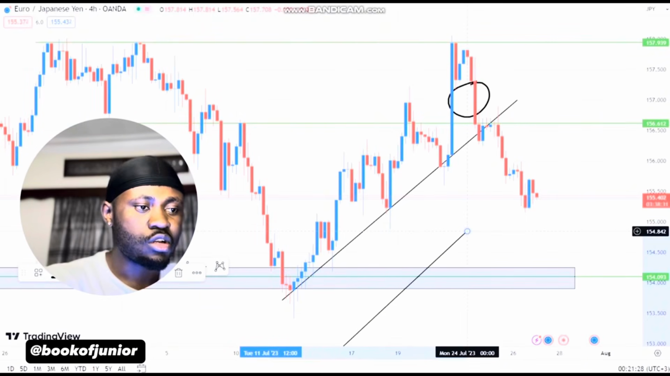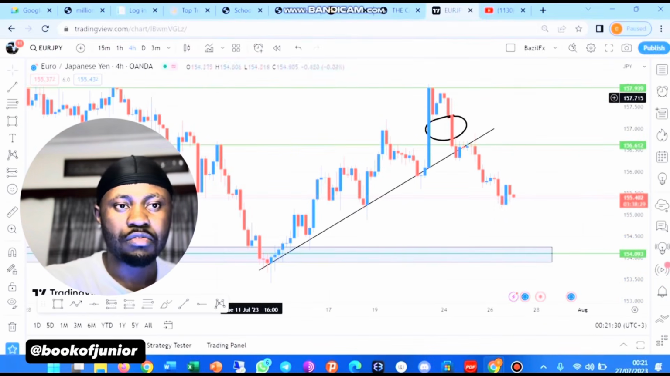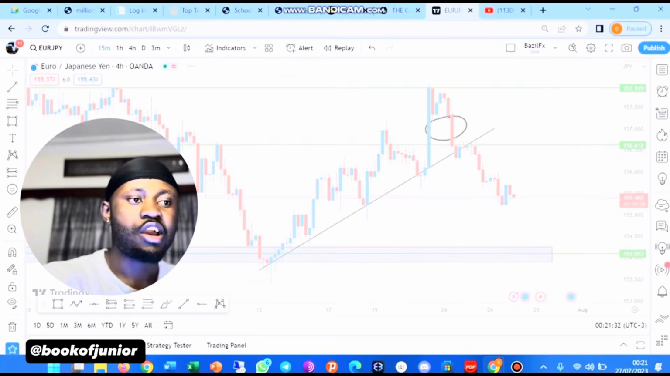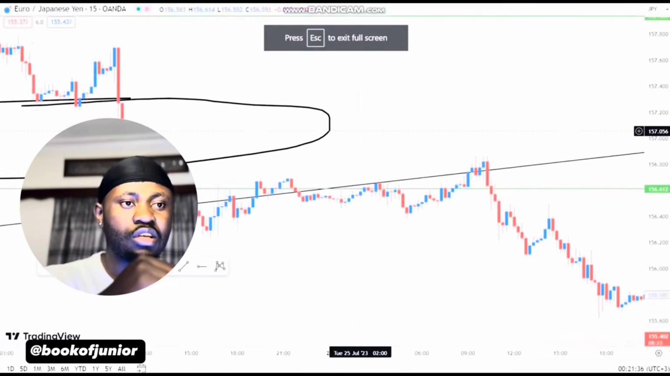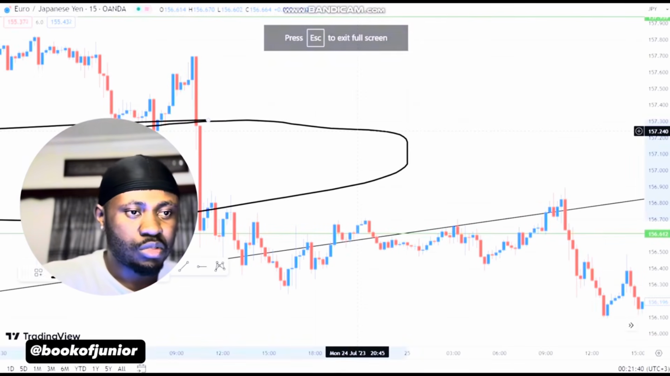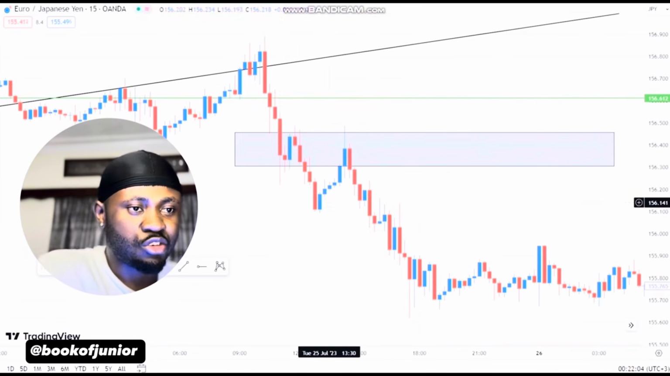So now let's zoom into the smaller time frame. Guys, I used the 15 minutes time frame to take my trade. I repeat, I used the 15 minutes time frame to take my trade. So let's remove this big line. Traders, this is where I took my trade.